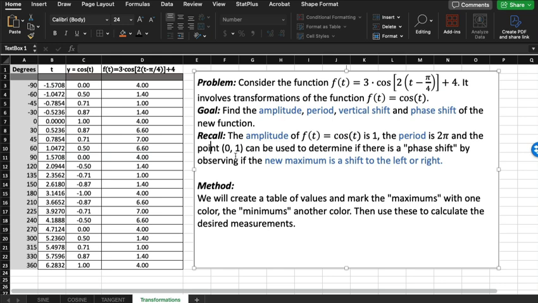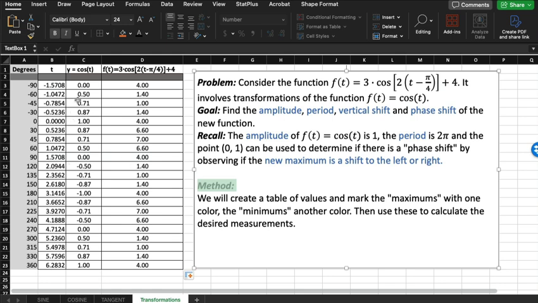We're going to use our maximum value to determine what the phase shift, if there is any, is going to be by observing if the new maximum is a shift to either the left or to the right from where it's supposed to be in the base function. So notice in the method that I have laid out here, we've already done the first part. We're going to create a table of values. So that we've done. But now we're going to mark all of our maximums with a certain color.